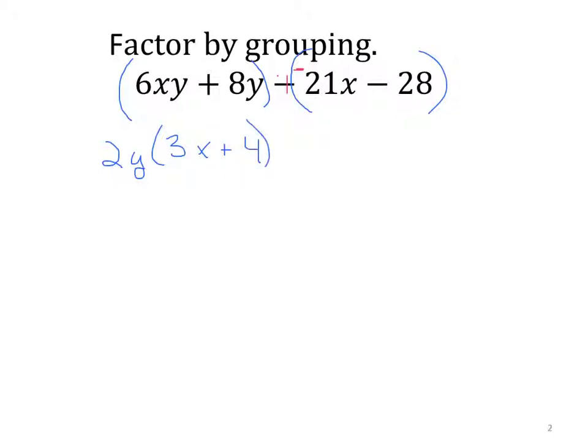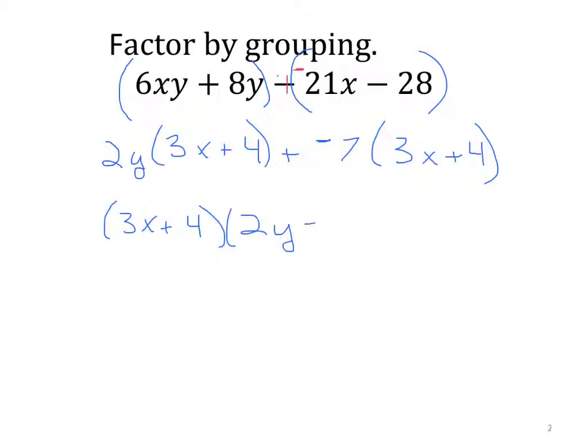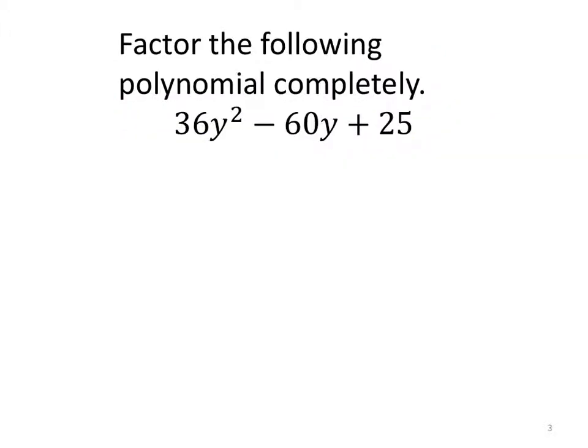And in the second, you expect a 3x plus 4 also. So you might even think about that when you're trying to figure out what to pull out. But we can pull out a negative 7, and we're left with 3x plus 4, because the negative 7 takes care of the negative signs inside. So now we can treat our 3x plus 4 as a common factor, and that leaves 2y minus 7, and that's the answer.